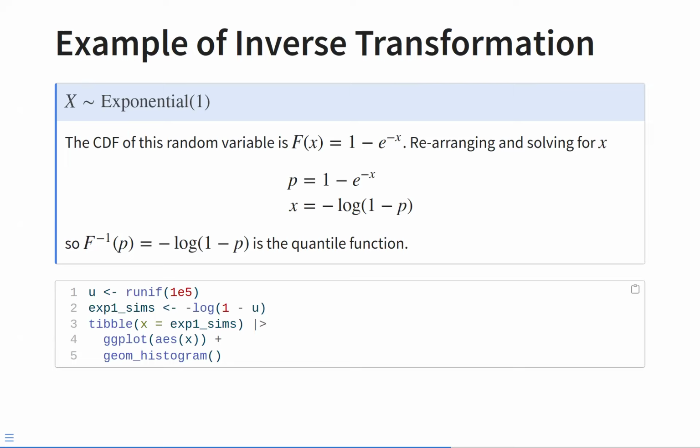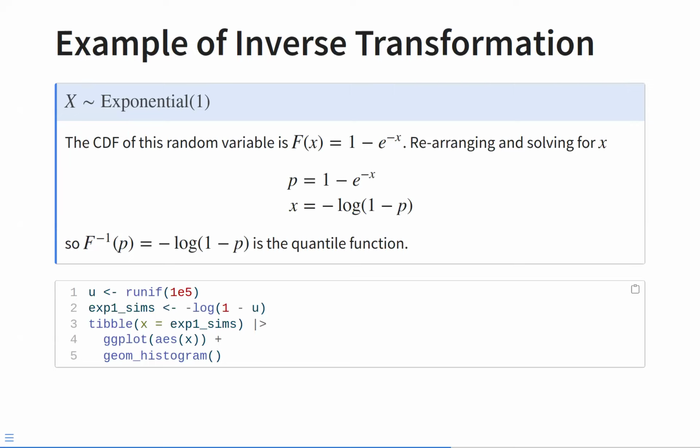Now, to find the inverse, I simply need to rearrange this to solve for x in terms of p. When I do that with a couple of lines of algebra, what I get is x equals negative the logarithm of 1 minus p. So that means that the quantile function in this case, F inverse of p, is negative log of 1 minus p. Remember that the CDF takes in a value along the horizontal axis, so a real number x, and spits out a probability p. That means that the quantile function does the reverse. It takes in a probability p and spits out a value along the real line, little x.